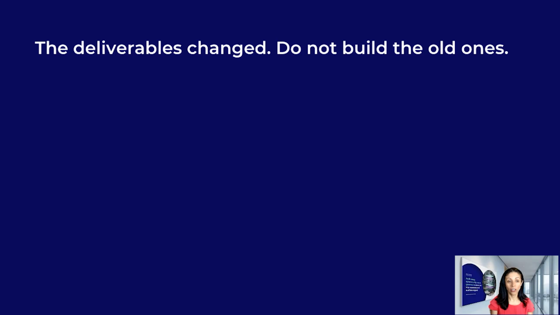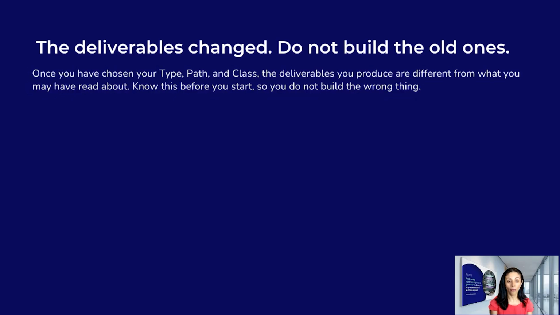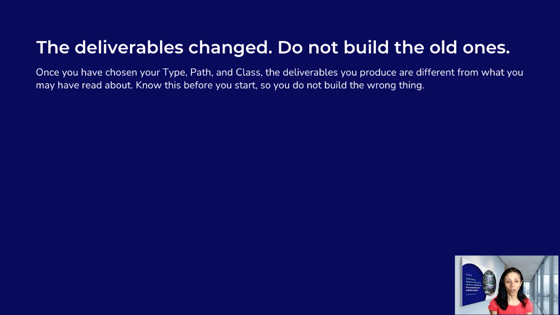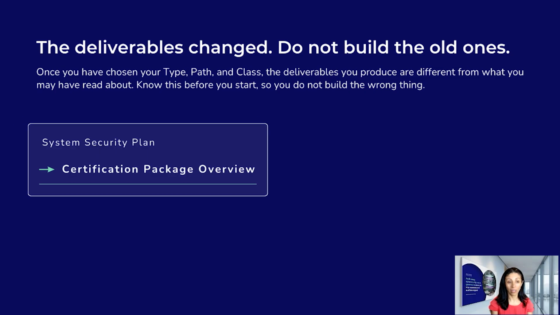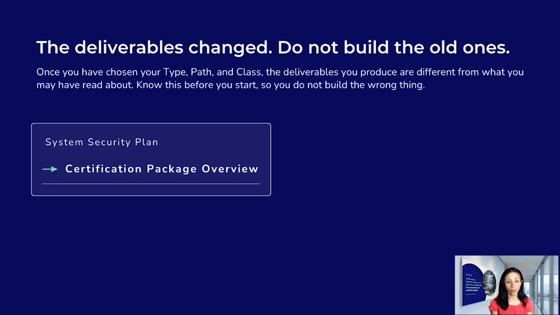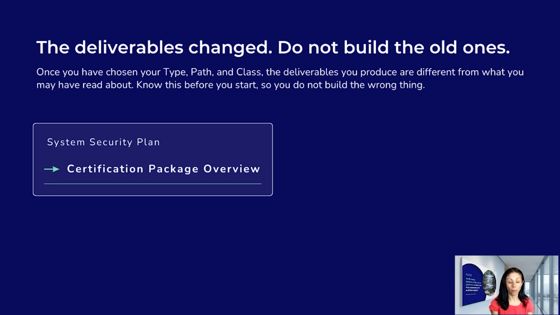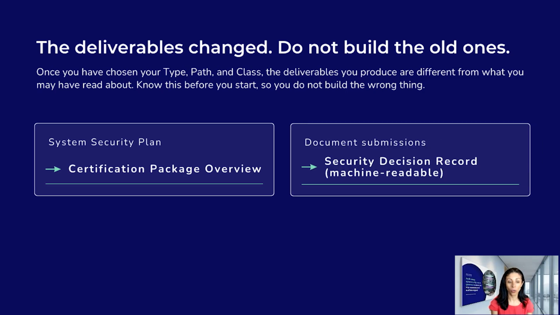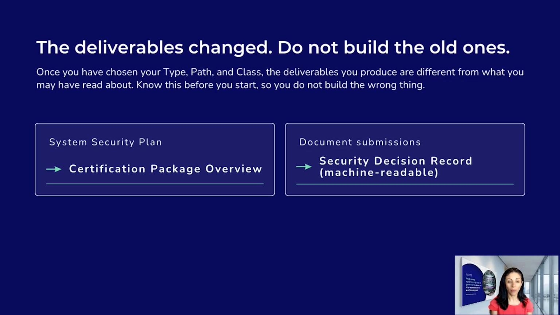Another thing that changed is the deliverables. A lot of people felt, rightfully so, that FedRAMP was a very hard path. The sponsorship alone was a big, lengthy process, but the process of becoming FedRAMP authorized was also very strenuous. Some classic documents, like the System Security Plan, have disappeared with the new FedRAMP rules. Now we have what we call the Certification Package Overview, which I'll explain in a second, as well as a Security Decision Record. These two documents are kind of the new SSP.